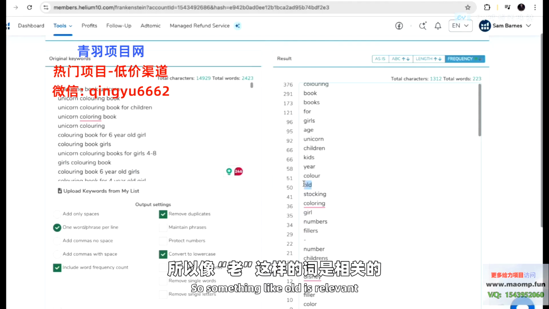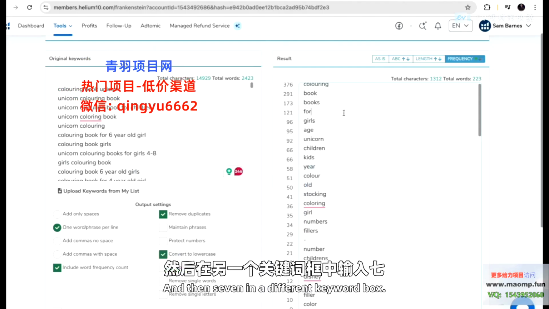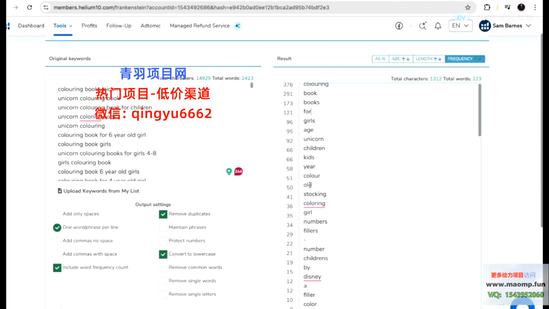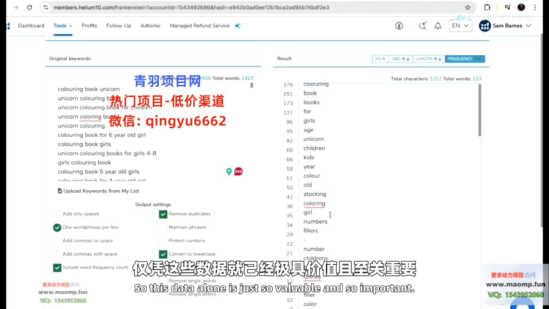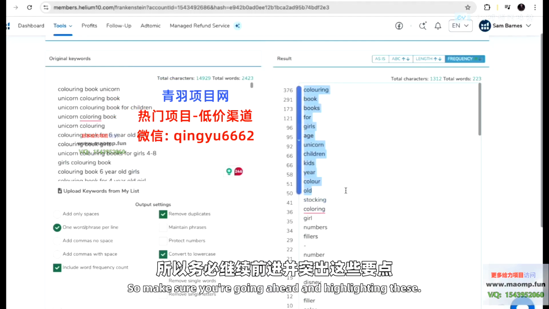So something like old is relevant because it means year old. You have year in one keyword box and maybe old in another, and then 7 in a different keyword box. It would say 7-year-old. So book for 7-year-old, you would rank for that. So this data alone is just so valuable and so important. So make sure you're going ahead and highlighting these.